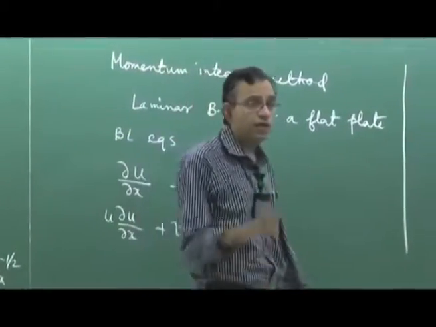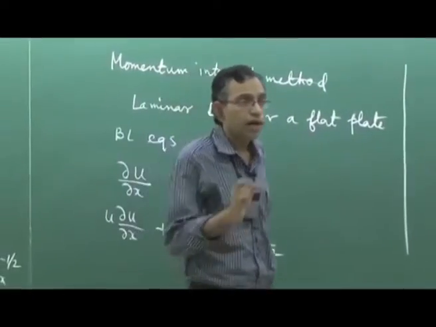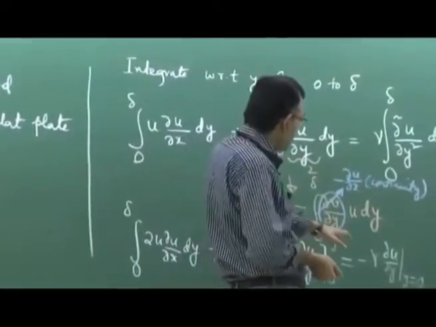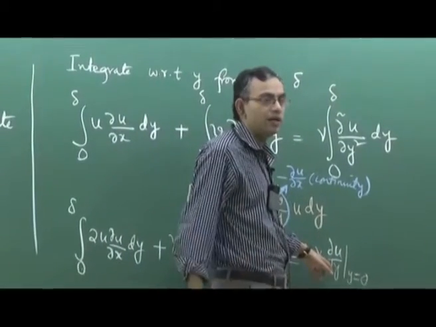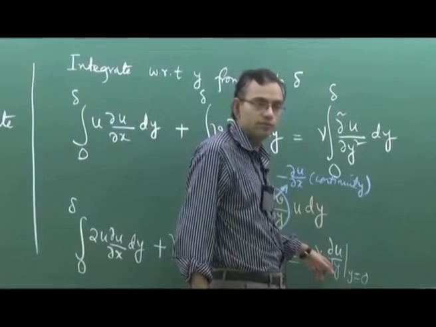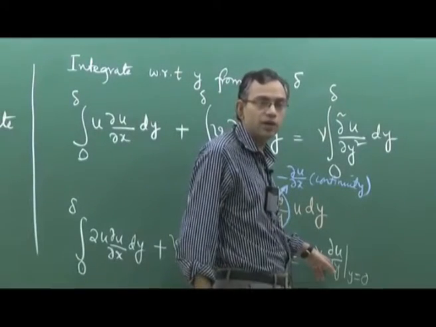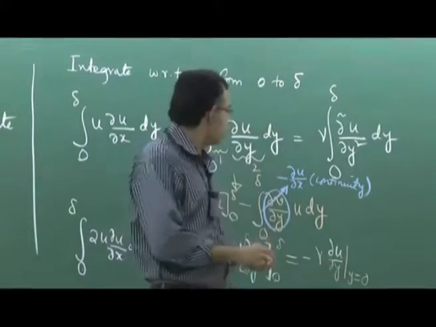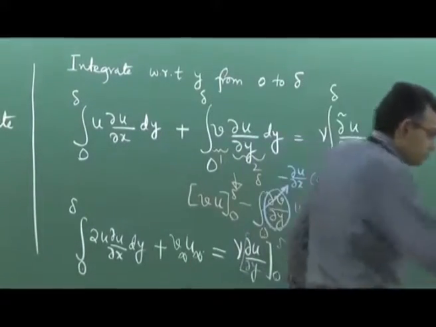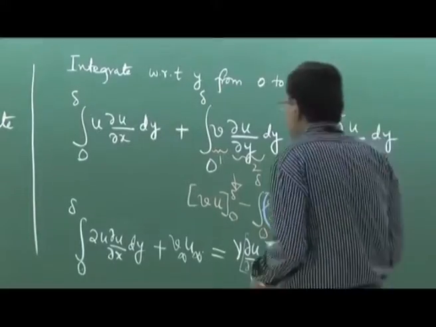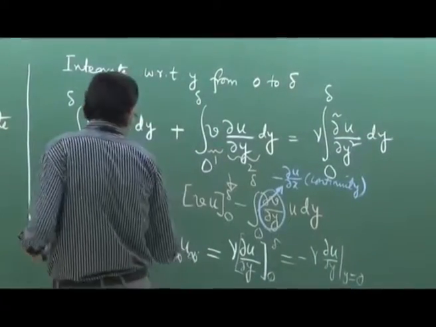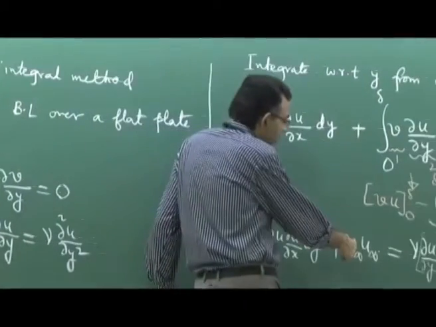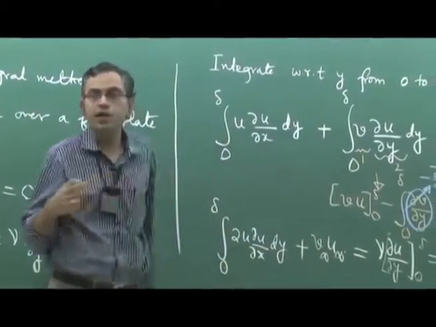See, one of our objectives was what? To calculate the wall shear stress, and this is nothing but tau wall by rho, because tau wall is mu del u del y at y equal to 0. Now there is still an unknown in this equation, which is v infinity. So we will try to obtain v infinity by using the continuity equation.